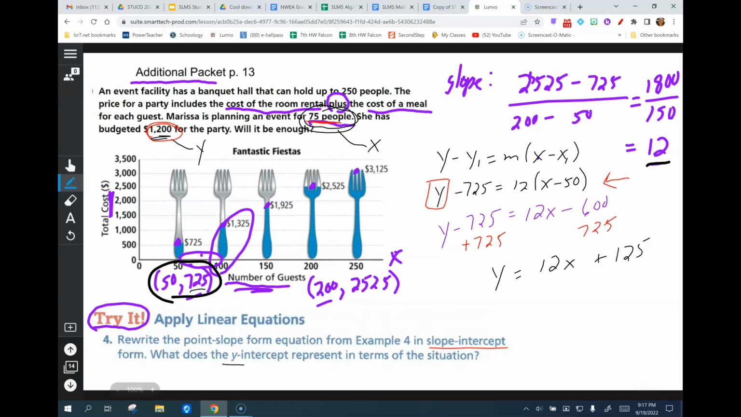So what does that mean now? They're asking, what does that y-intercept, what does this number represent? Here's my line on my graph. My y-intercept comes down here. So my cost is going to be $125 even if there are no people, because my y-intercept, remember, is where x is 0. My y-intercept is 125, so that is the point (0, 125). It means it's going to cost $125 even if I have 0 guests. So that's going to be an initial amount no matter what.